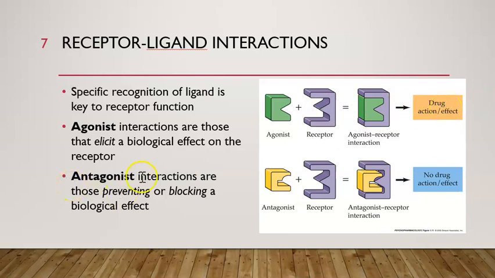The other type would be an antagonist. An antagonist is still a ligand that binds to the receptor. However, it doesn't unlock the key. It's like if you force the wrong key into a lock, and that wrong key gets stuck there. It doesn't unlock the door, but you can't get the key back out. That's pretty much what an antagonist is. It's going to bind to the receptor to prevent drug action. So it's going to block an agonist or the proper ligand from binding.